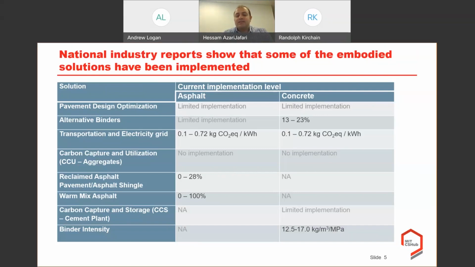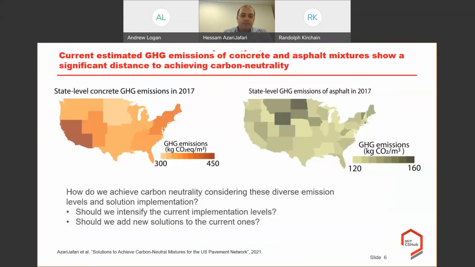So we can see that we have seen some efforts, mostly motivated by the economic aspect behind that. But when we look at the GHG emissions associated with the asphalt and concrete mixtures, including those efforts and solutions that have already been implemented, we see, first of all, a diversity of the carbon intensity for the concrete and asphalt mixtures, and we see that we have a long way to achieve carbon neutrality for asphalt and concrete mixtures for our pavement network.